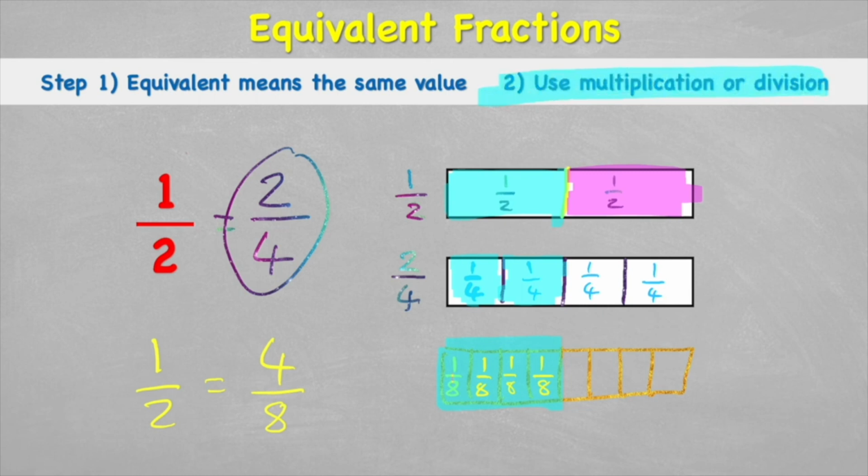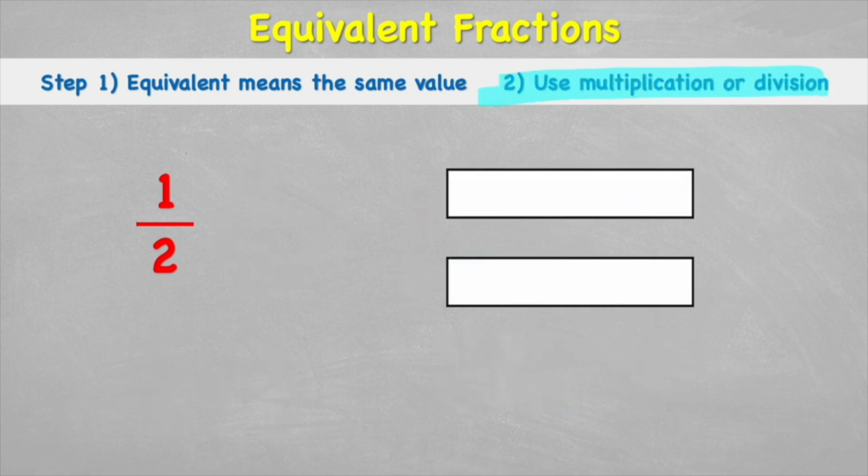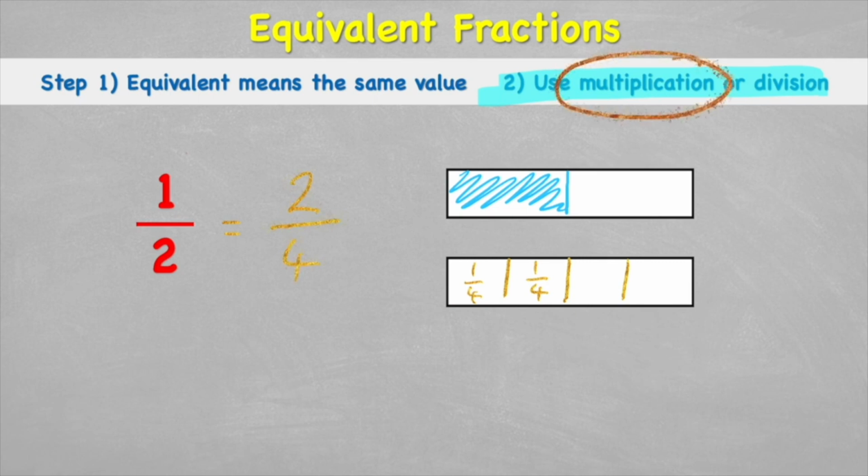I could use multiplication and division. Let's see what that means. So if I start again with my 1/2, and let's put it into this first chocolate bar, I have 1/2, which means I have this shaded area here. But I know that if I had cut my pizza or my chocolate bar or whatever it is into 4, that I would actually have 2/4. So 1/2 is equivalent to 2/4.